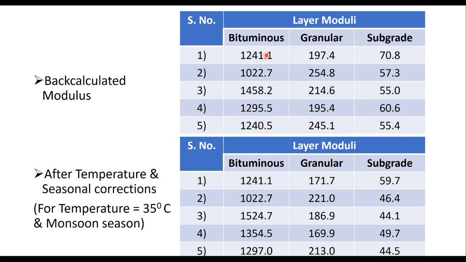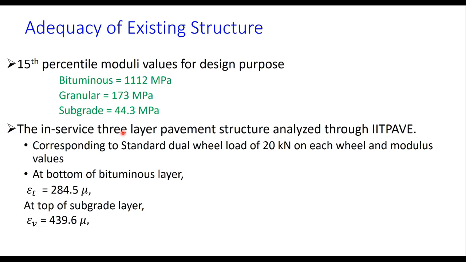Similarly you can do the second iteration, third iteration, fourth, and these are corrected now for temperature and seasonal variation. Bituminous layer E value is corrected for temperature, and E value for granular and subgrade are corrected for seasonal variation, monsoon season, and I presented those equations to be used for this. So these are the final values of layer moduli. We consider 15 percentile of these values for design purpose.